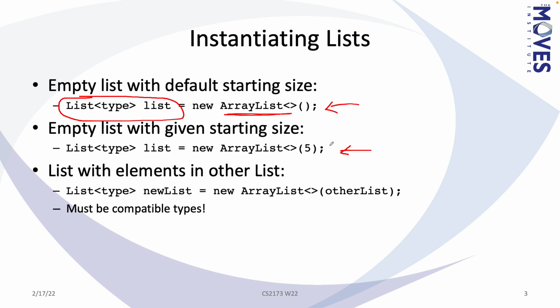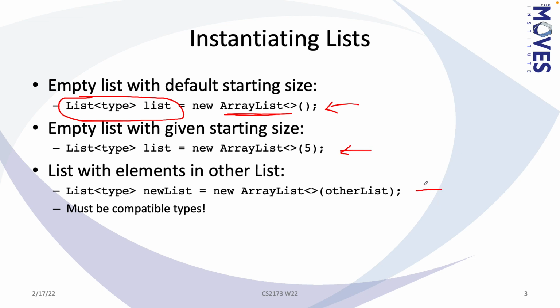Not application killing or anything. But if I know that I'm going to start off with at least 1,000 items, then I might as well initialize the array list with 1,000, and that way at least those first 1,000 won't have to have that additional expansion.